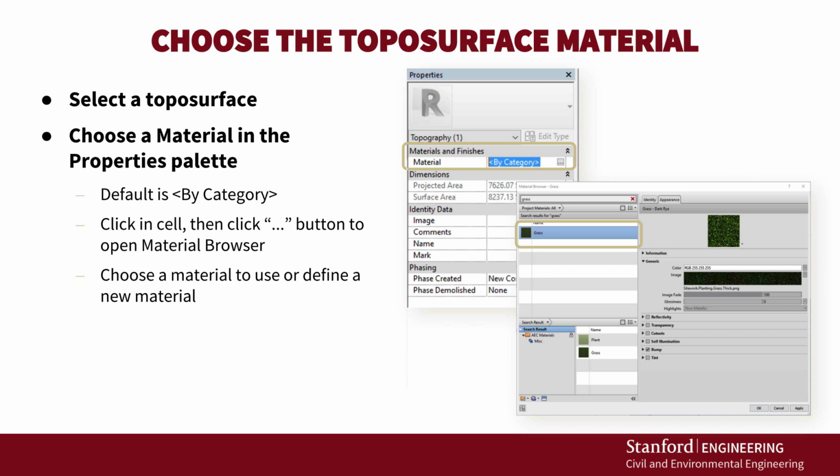You might also want to change the topo surface from the default material assigned to all the surfaces to a specific material just for this surface. To do that, select a topo surface that's already been created, then choose a material in the Properties palette. The default material setting is by category, so all topo surfaces will have the same material defined. But if you click in the cell of the material line and click the ... button to the right side of the cell, you'll open the Materials browser, where you can choose a new material to use or define a new material that you would like to create to place upon the topo surface.